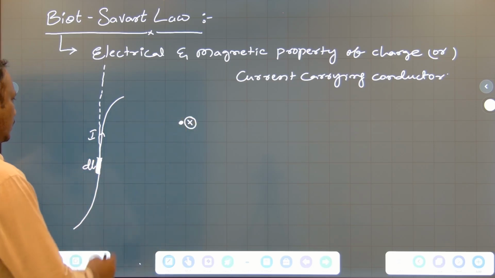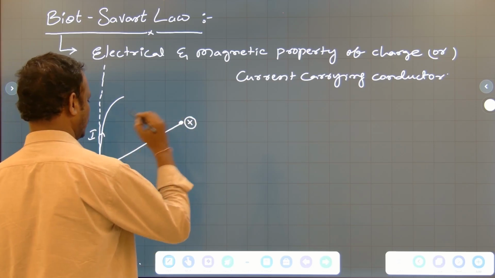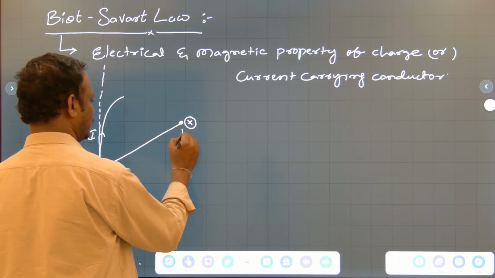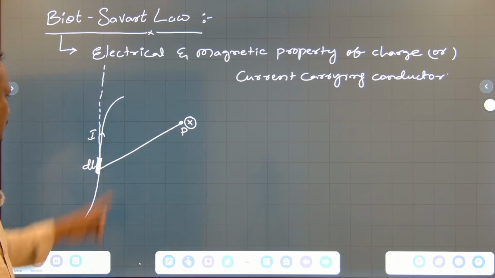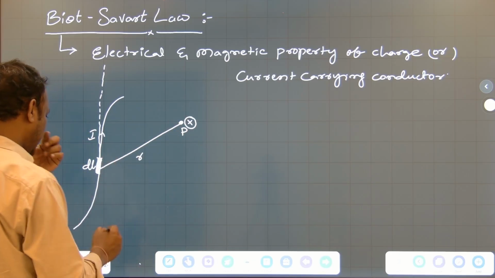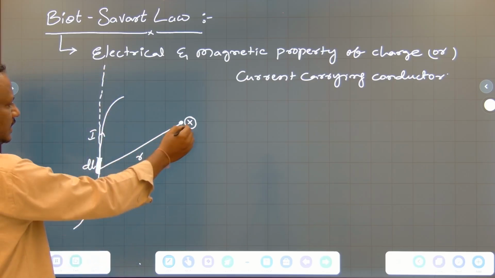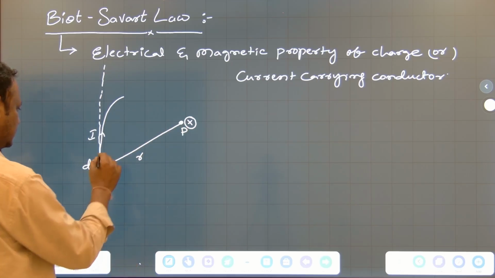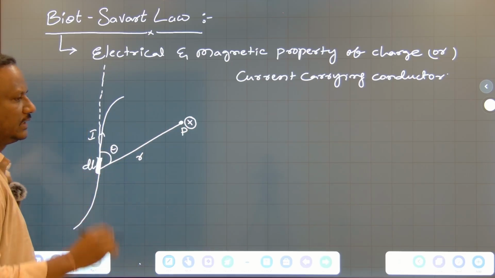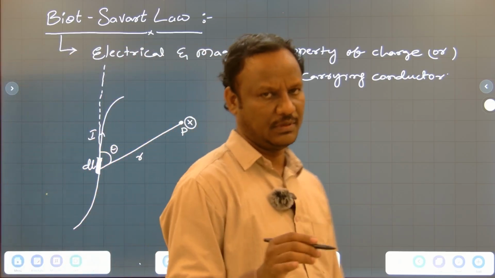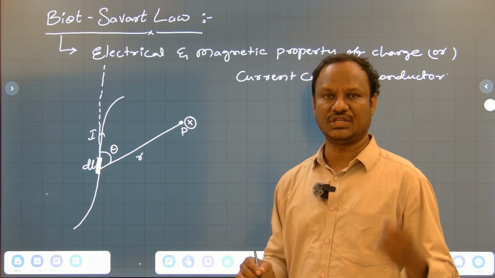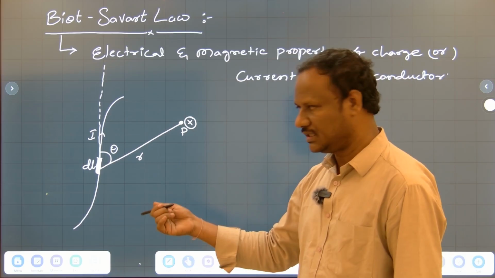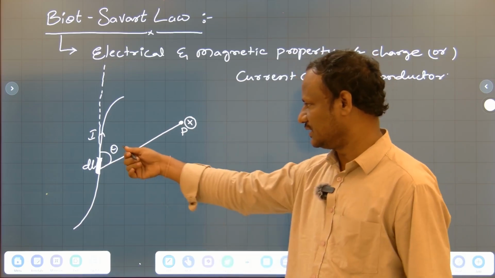Now the line joining the length element dl to the point P where you want to find the magnetic field is r. The angle between the direction of the length element and the line joining the length element to the point where you want to find the field is theta. This is just the explanation of the Biot-Savart law, which gives the relation of the magnetic field at this position with the length element and the sine of the angle between these two.